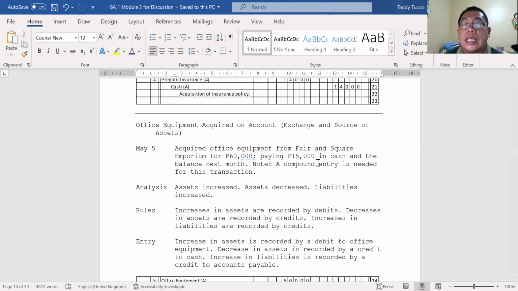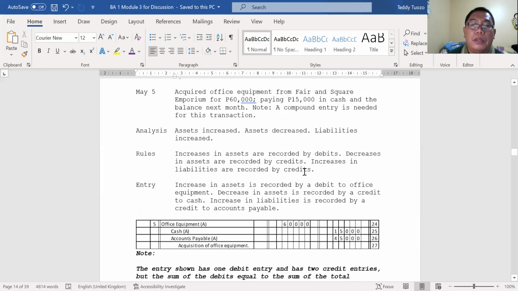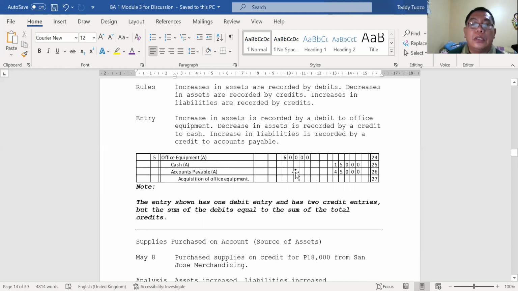And then since the liability, accounts payable, increased and its normal balance is credit, we credit accounts payable for the remaining balance. So 60,000 minus 15,000, the 45,000 would be your credit to accounts payable. So there, the entry is a debit to office equipment for 60,000 and a credit to cash and accounts payable for 15,000 and 45,000 respectively.